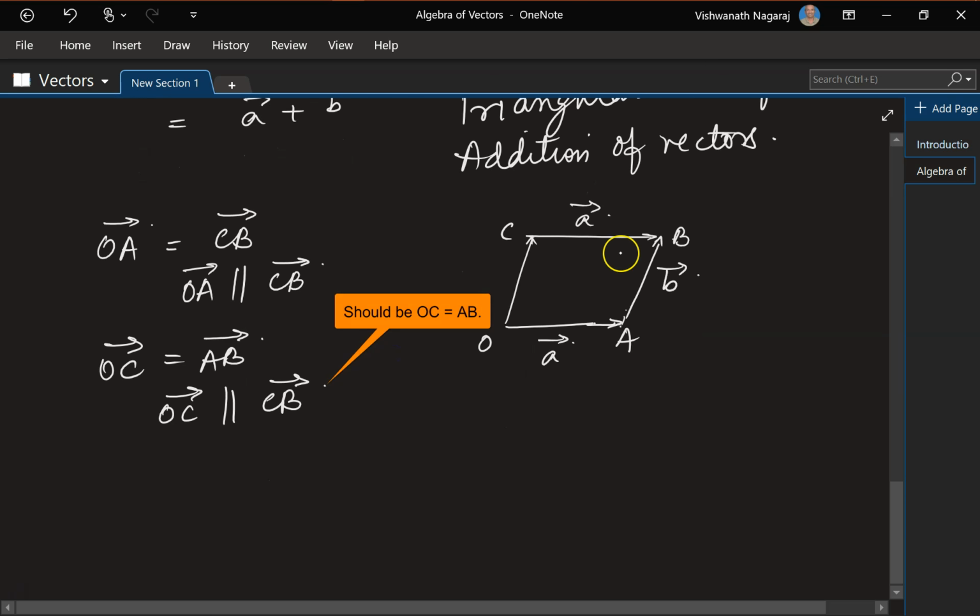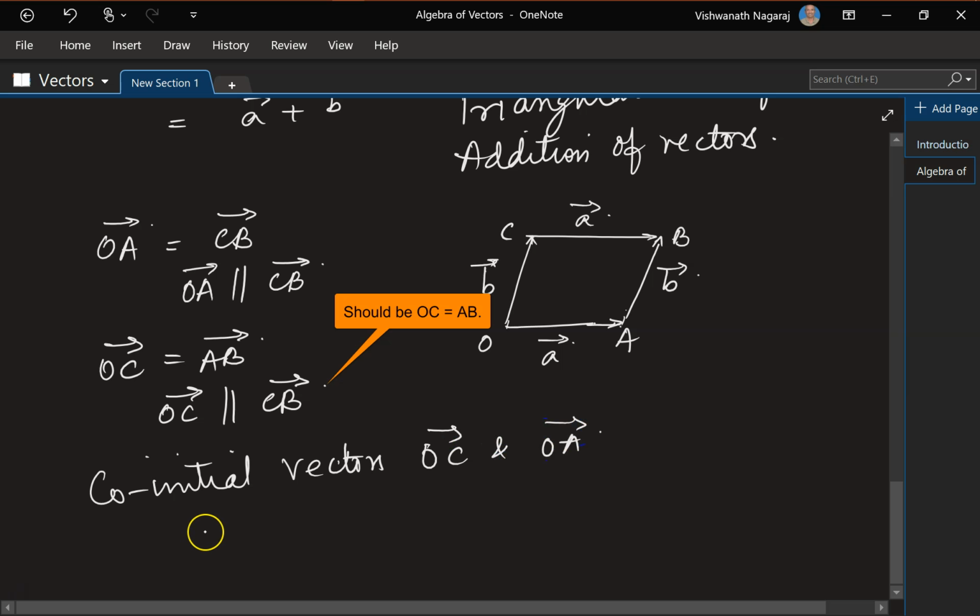So which means we have a parallelogram. This is also P. Now, since they are parallel, if we look at co-initial vectors OC and OA, then OC plus OA would be represented by the diagonal, OB, yes.